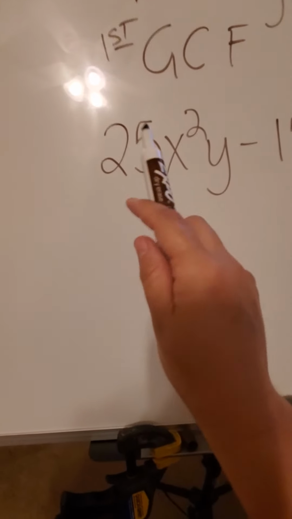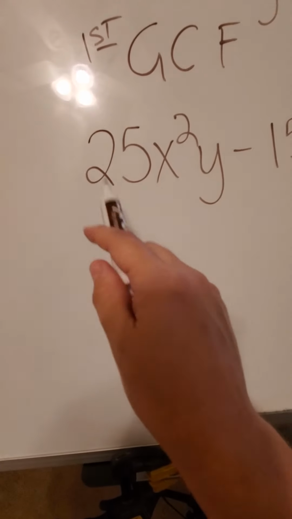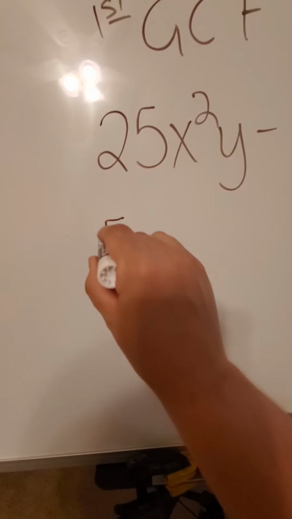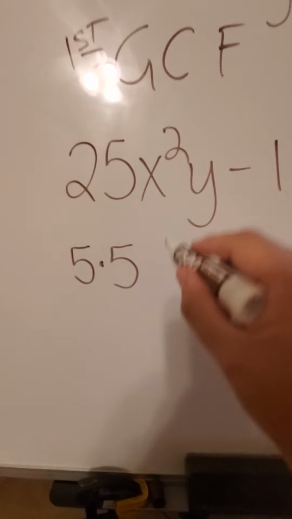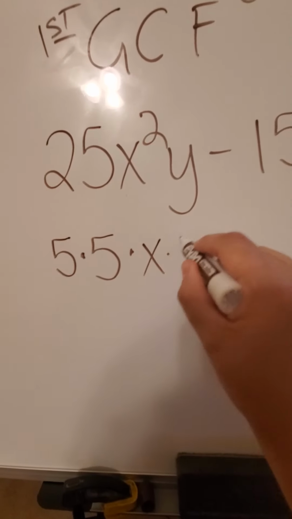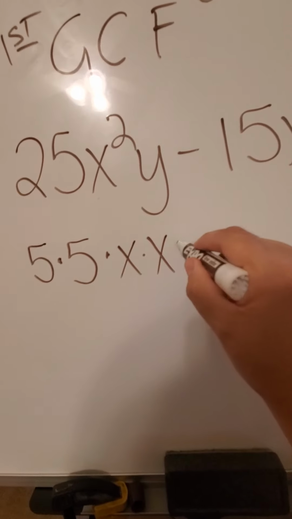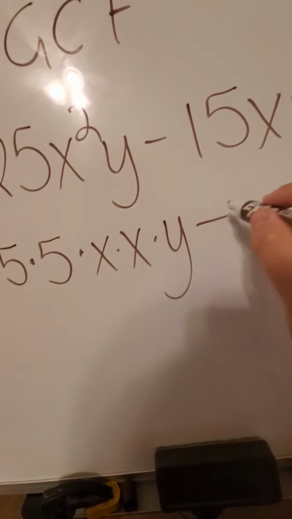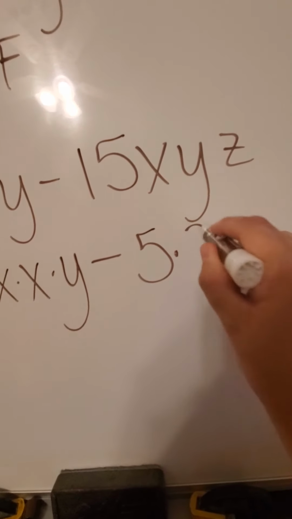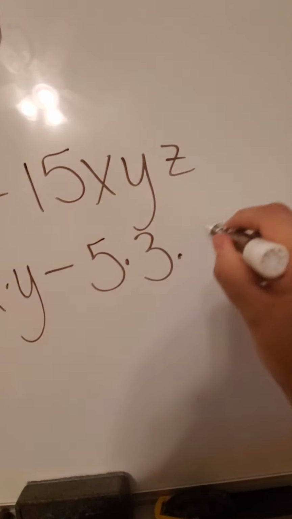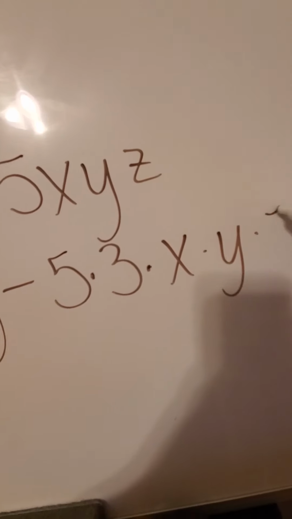For example, 25 is the same as 5 times 5, those are the prime numbers there. And x squared is the same as x times x, and y is just y. Then I come over here. 15, I can break that down into 5 times 3. Those are prime numbers. And then I've got an x and a y and a z.